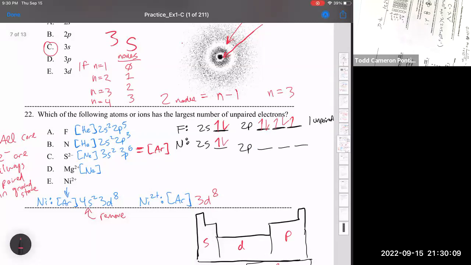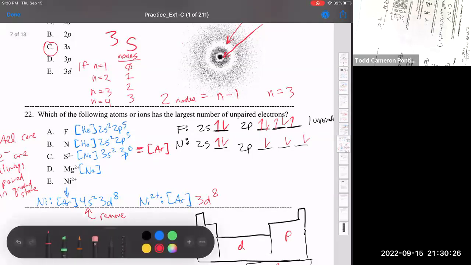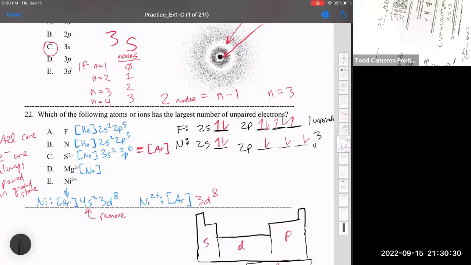With N, 1s2, 2s2, 2p3: 1, 2, 3. A common misconception is that you always start with up arrows. You don't. You can go up or down. They just have to be consistent with them. This one has 3 unpaired electrons, and that will actually end up being our answer.